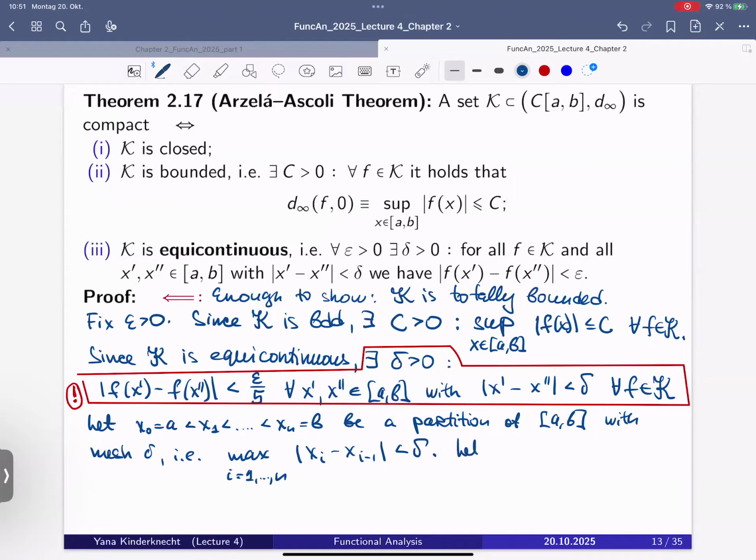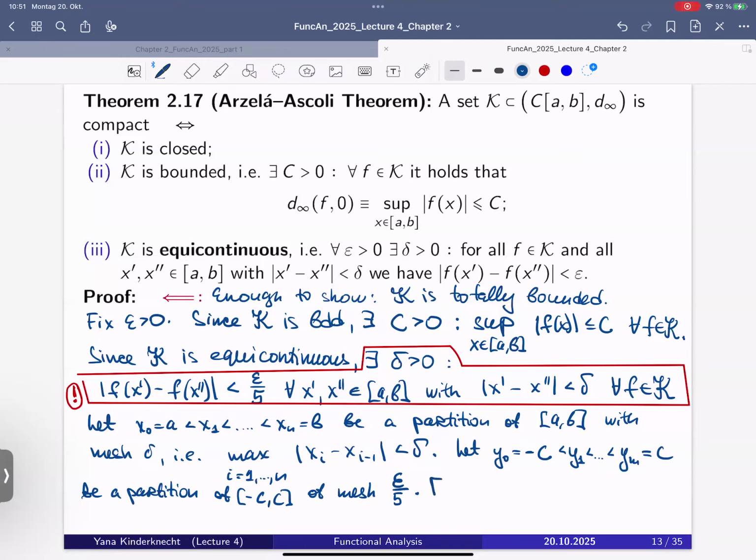Moreover, let y0 be equal to minus C, smaller than y1, smaller than, and so on, smaller than ym, which is equal to C. So let this be a partition of the segment from minus C to C of mesh epsilon over 5. So let me write it down nicer. Epsilon over 5.